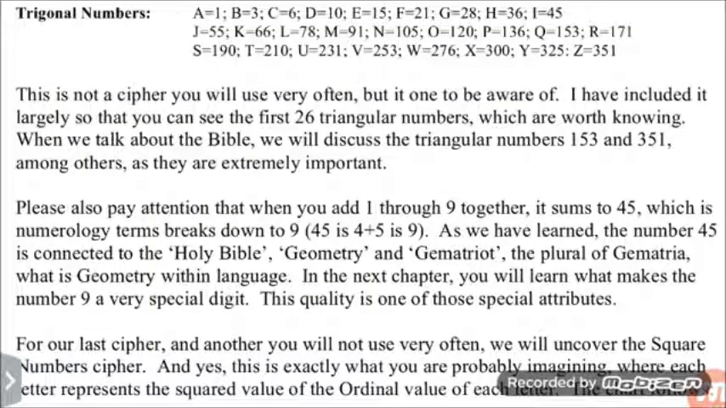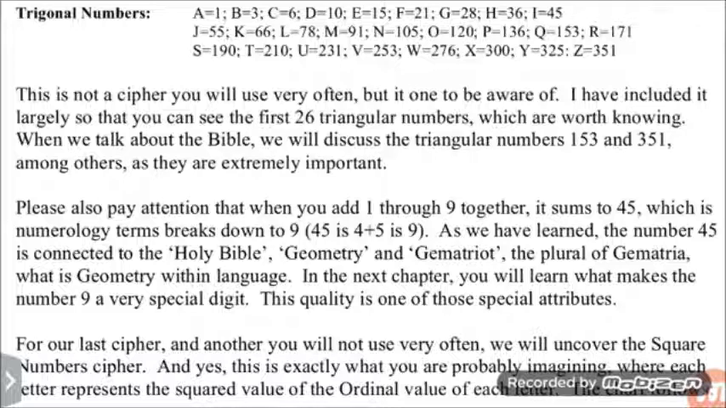Triagonal numbers. This is not a cipher you will use very often, but it is one to be aware of. I have included it largely so that you can see the first 26 triangular numbers, which are worth knowing. When we talk about the Bible, we will discuss the triangular numbers 153 and 351, among others, as they are extremely important. Please also pay attention that when you add 1 through 9 together, it sums to 45, which, in numerology terms, breaks down to 9. 45 is 4 plus 5 is 9. As we have learned, the number 45 is connected to the Holy Bible, geometry, and gematria.